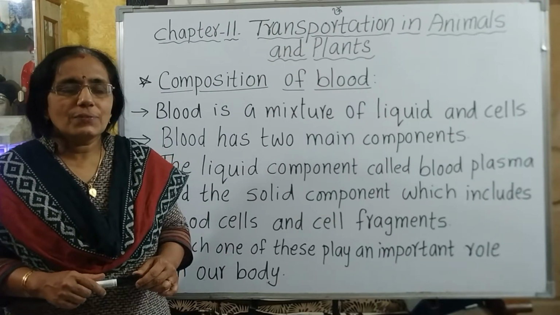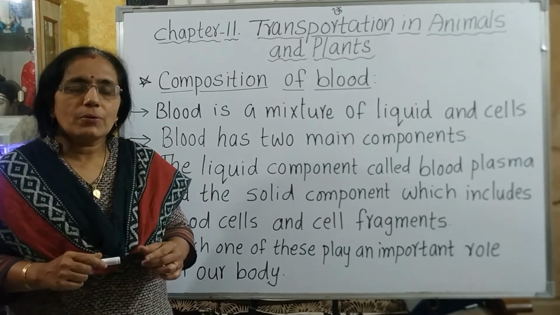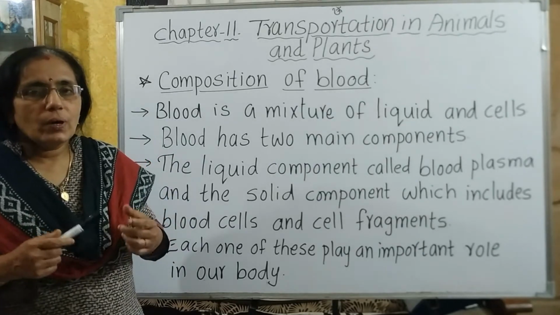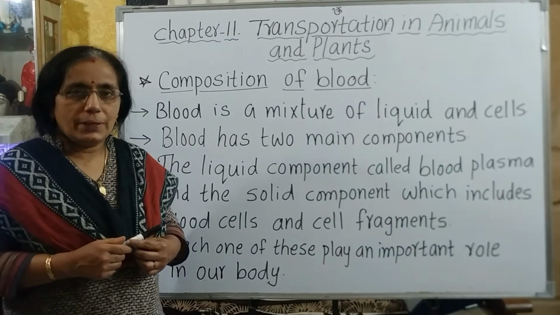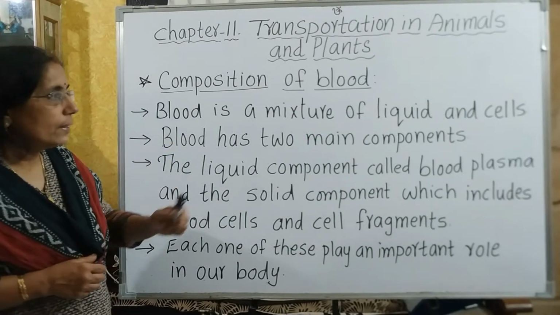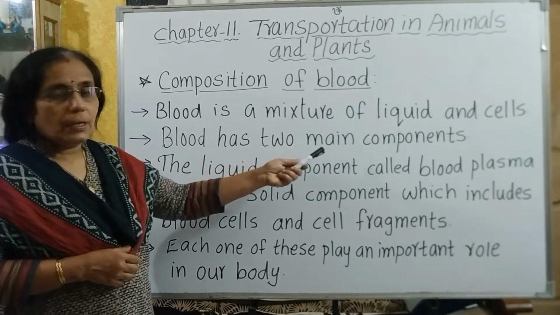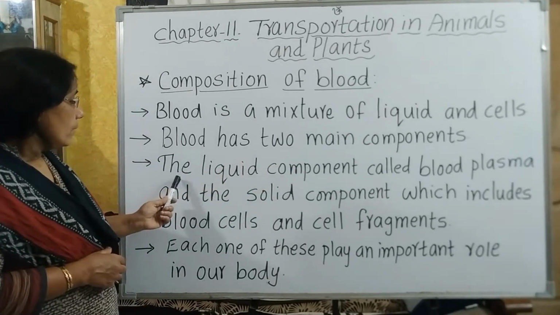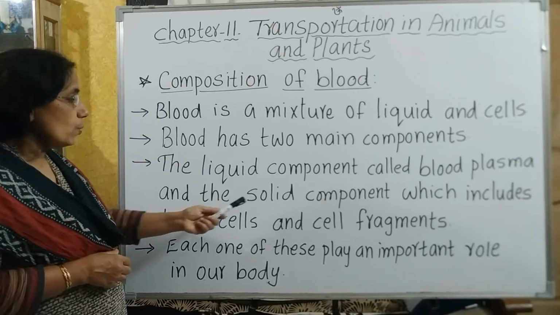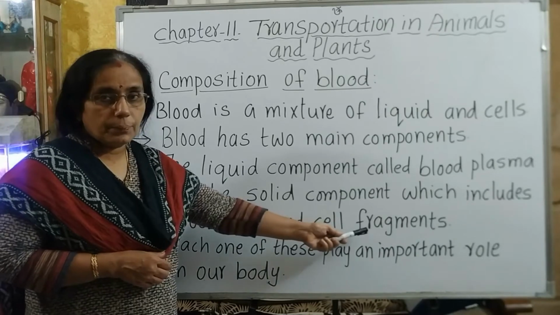Friends, in the previous session, we have learned that blood is a connective tissue. Today, we will discuss about the composition of blood. That is, what does the blood actually contain? What are the components of which the blood is made up of? So, blood is a mixture of liquid and cells. See, blood has two main components. One, the liquid component called blood plasma, and the solid component which includes blood cells and the cell fragments.